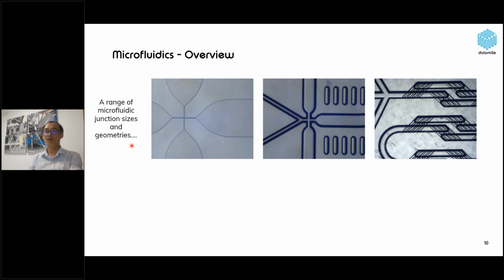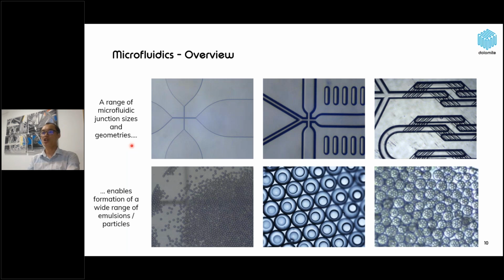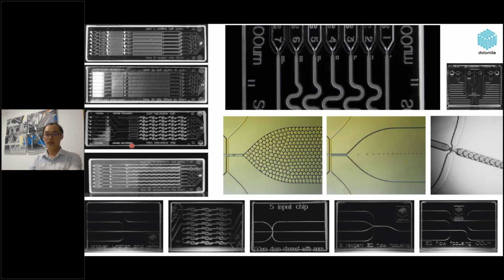With a range of microfluidic junction sizes and geometries, we can form a wide range of emulsions and particles. Here are examples of chips that we have made with different geometries and channel sizes in order to make particles of a wide range of sizes and materials over the past 15 years. All the chips are made in-house in our clean room facilities, and we frequently manufacture custom-designed chips for specific customer applications.